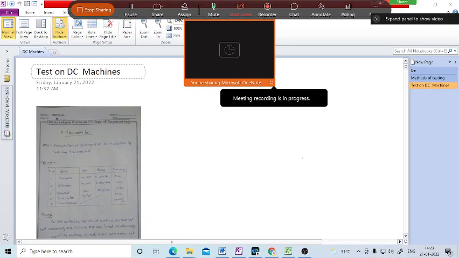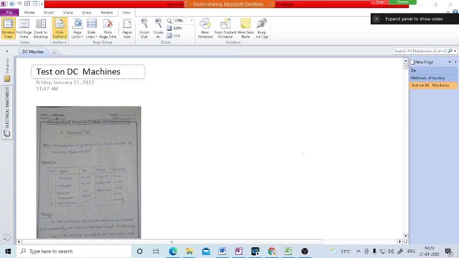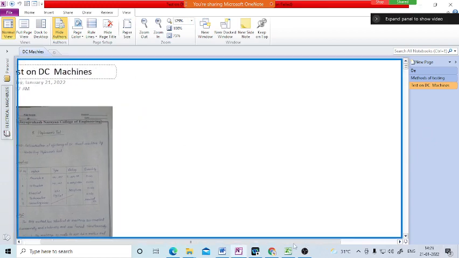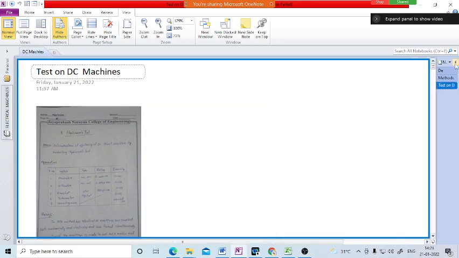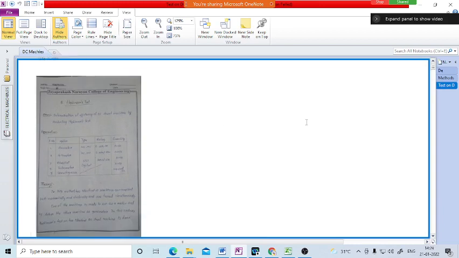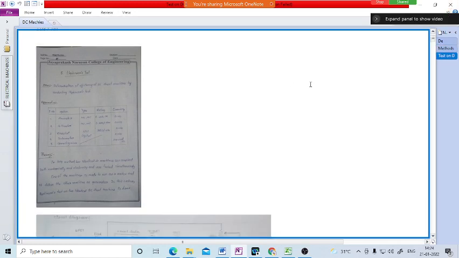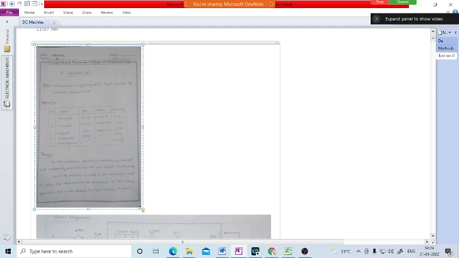Okay, so this is for the indirect test. First we'll talk about the Hopkinson test. This is one of the methods for the indirect test of the DC shunt motor. Hopkinson test is also called the regenerative test or back to back test. We can do this Hopkinson test for the DC shunt motor and DC compound motor.